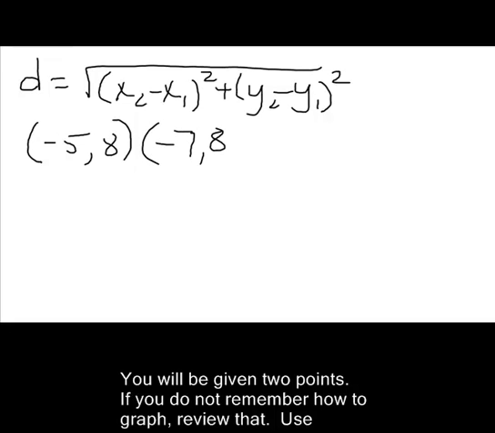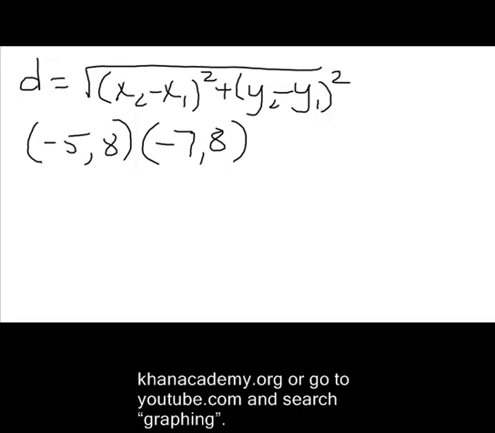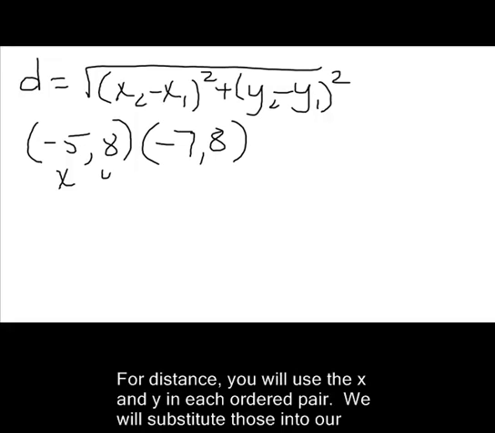You can get lots of good videos from KhanAcademy.org, or even just going to YouTube and typing in graphing if you've forgotten how to do that. For distance, though, you look at each point, and remember that in an ordered pair, in a point, you have an x and a y. So this would be your first x and your first y. This would be your second x and your second y. And so we will just substitute those into our formula.